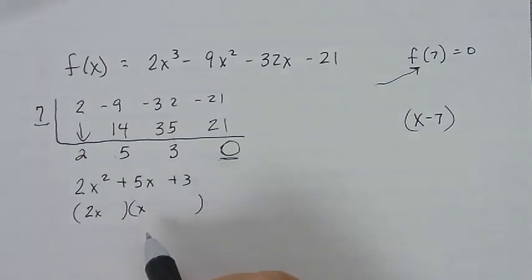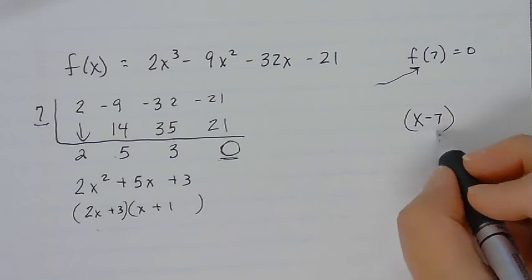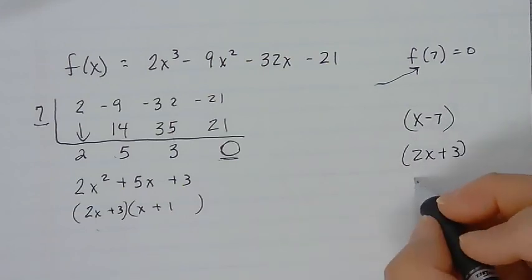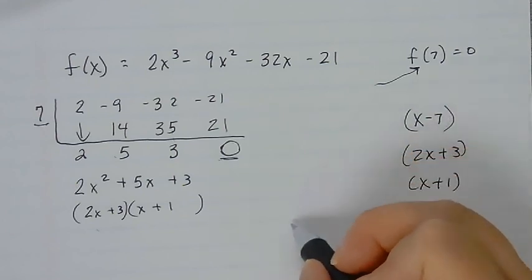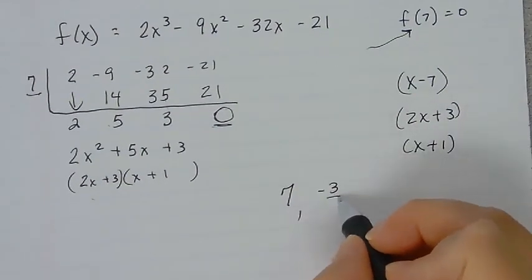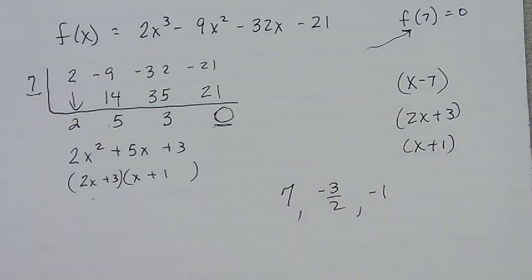2x, x, plus 3, plus 1. So 2x squared, that'd be 2x, 5x, 3. Yep. So my factors are x minus 7, 2x plus 3, and x plus 1. So our zeros are at 7. Here the zero would be negative 3/2, and here the zero would be negative 1. So those are the 3 places where this polynomial would cross the x-axis.